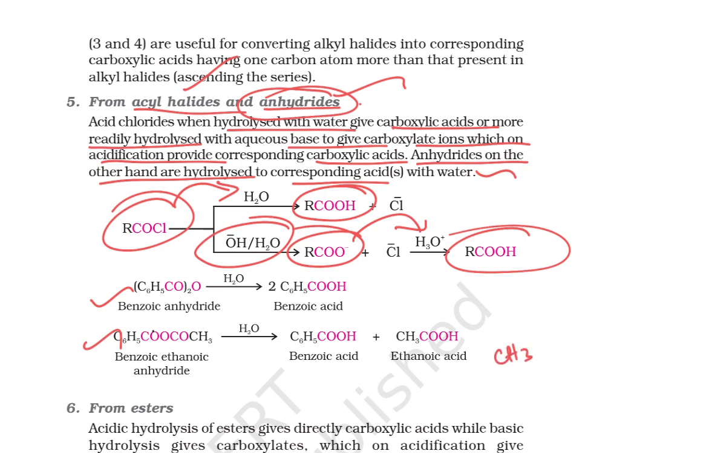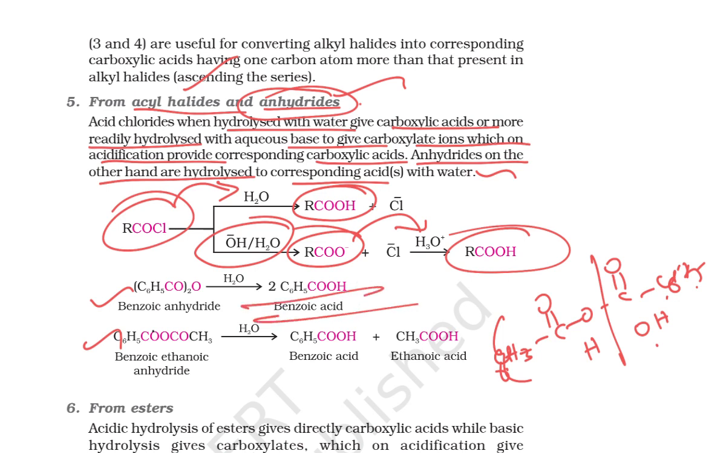Look here, CH3-C(=O)-O-C(=O)-C6H5. Am I right? So if I am breaking here, on this side I am adding the hydrogen, on this side I am adding the OH group. So C6H5-C(=O)-OH, and this is also CH3-C(=O)-OH. So two products are formed.